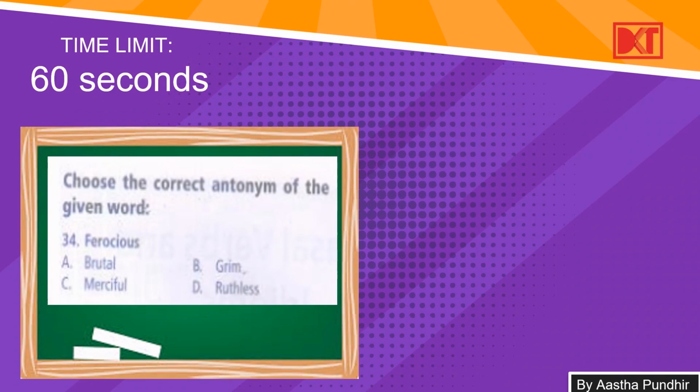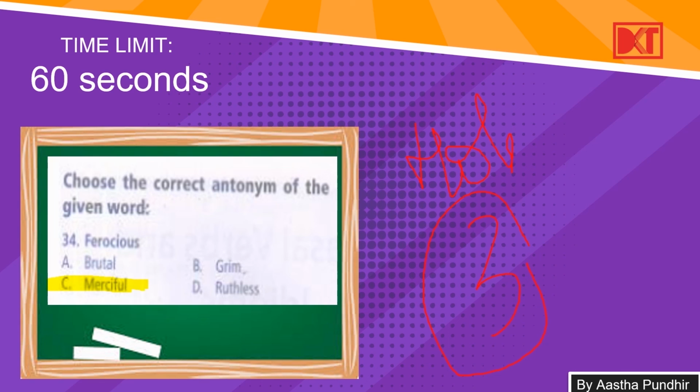Okay, so here we have these HOTS questions. These are the achiever section questions, the ones which carry 3 marks each in your final paper. They're very important. Let's see the words here. Ferocious. The options are A, brutal, B, grim, C, merciful, D, ruthless. Now here the correct antonym is C, merciful.